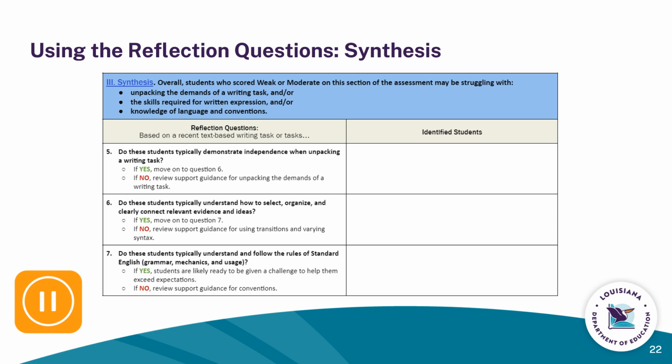As you look at some recent assignments and assessments for this group of students, note whether the first question describes a typical struggle they have. If not, move on to the second and third questions. Where the questions describe something you are seeing in their writing, please note their names in the table. Pause the video here and step through this process for students in your class who are in the synthesis group. When you are done, hit play again.